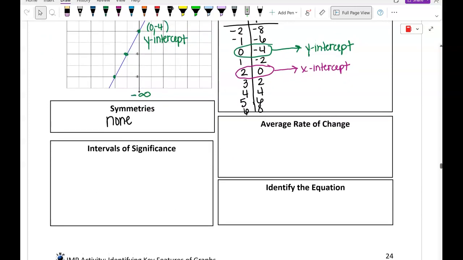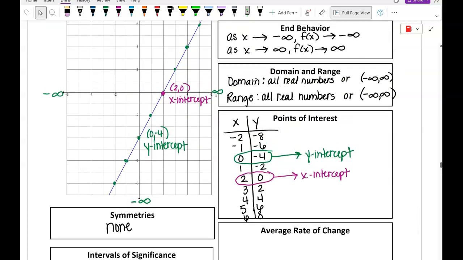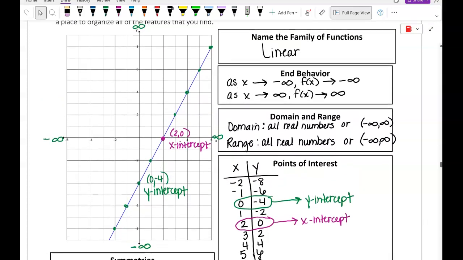All right, intervals of significance. When is the graph increasing? When is the graph decreasing? When are the y values positive? When are the y values negative? Those are the things they're talking about here. Now, on a linear function, it is either always increasing or always decreasing. It doesn't have both. We will see functions that have parts that increase and parts that decrease. But in this case, as we move from left to right on this graph, it is constantly going up. So this would be increasing.